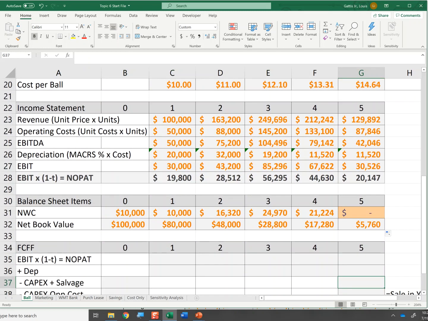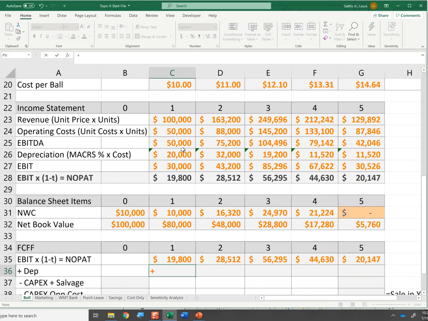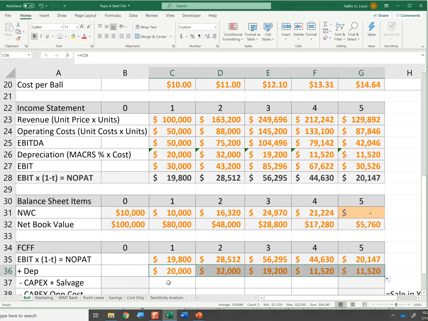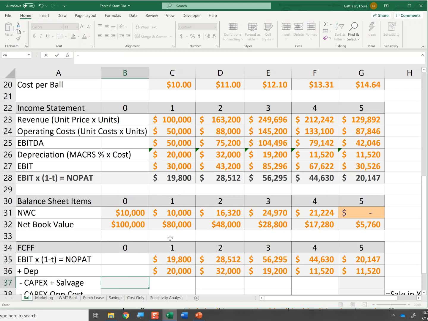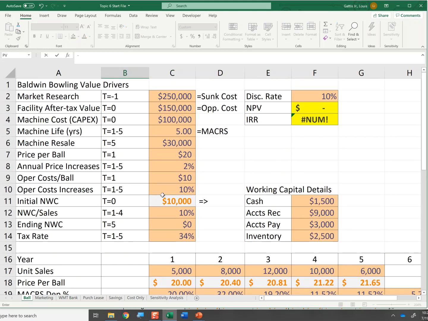And let's go ahead and calculate our free cash flows to the firm. I'm going to start with my after-tax EBIT. First year, 19.8. Copy that across. I'm going to add back my depreciation in year 1 through year 5. I'm then going to subtract the CapEx in year 0. That's going to cost me $100,000 today.